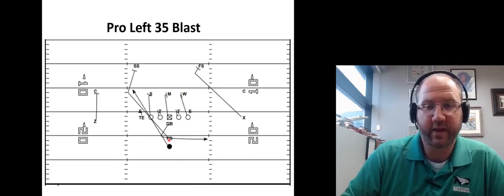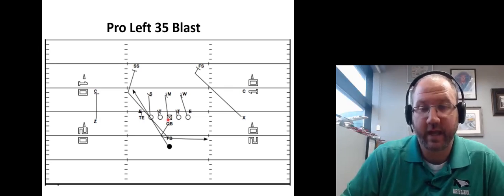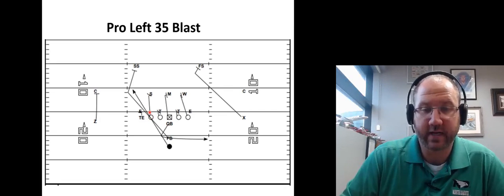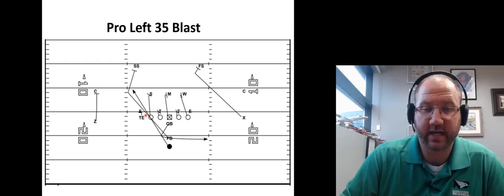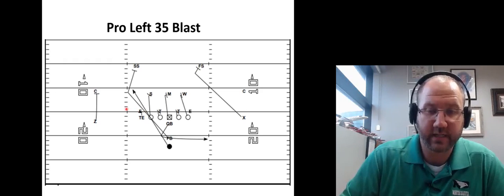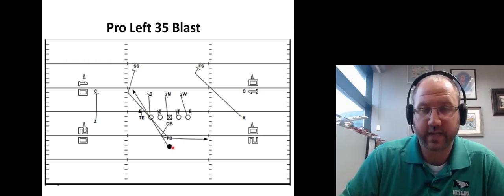Pro left, 35 blast. This is a strong side run. So now we're running between the tight end and the tackle. The defensive tackle on the left-hand side on the blast needs to get downhill to block that outside linebacker. The fullback needs to get out of the way to block that safety. Again, ensure the defensive end has the tight end. Tight end, you're pushing the D end this way, away from the hole, so you're kind of hooking them to the outside.